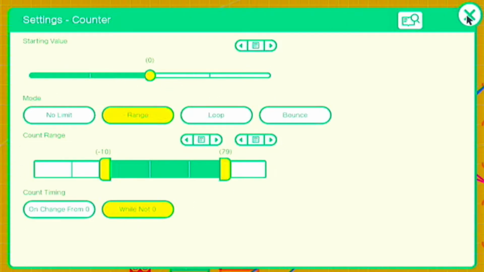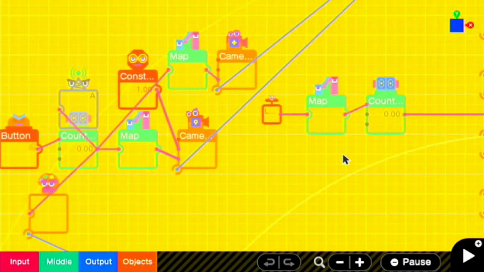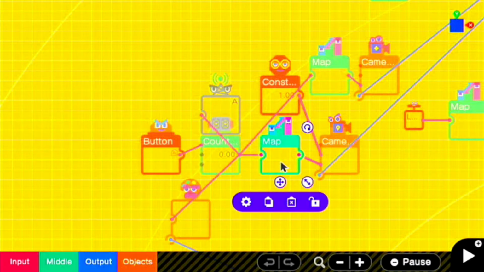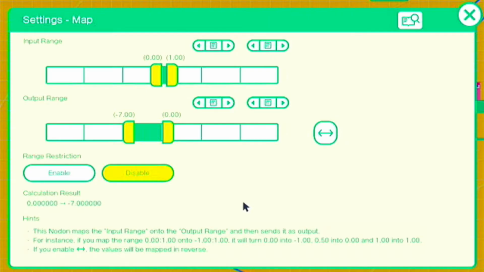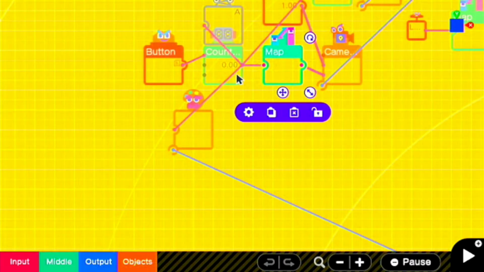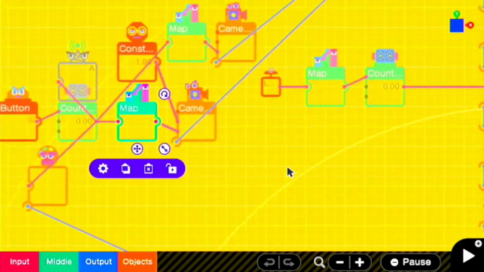Okay. And you'll notice the connections there. They're connected to the reset ports of those. Now that is what makes it all happen. And you also have this map nodon here and those connections. And that's connected to the person to make the person invisible.